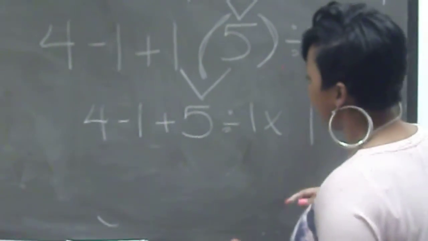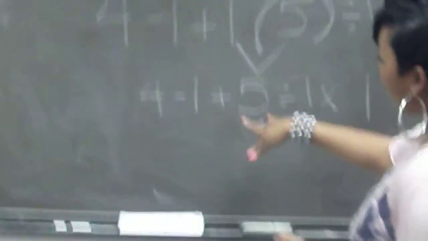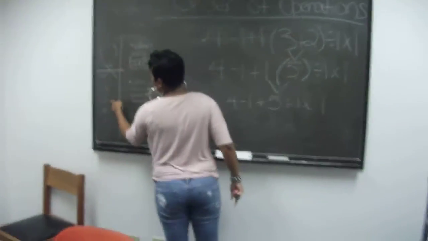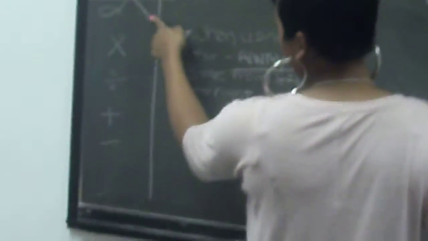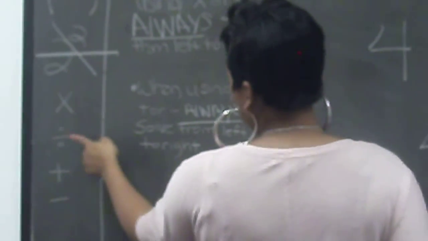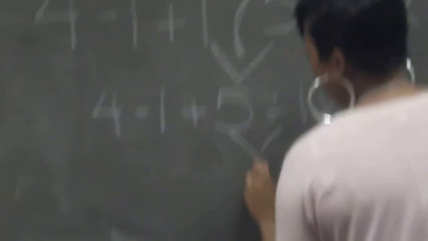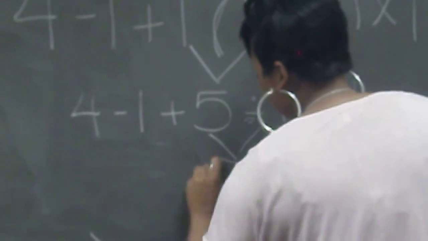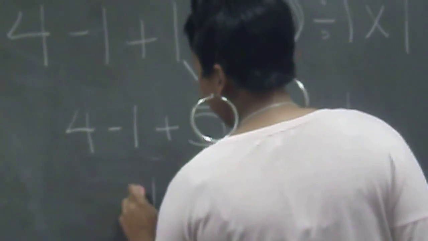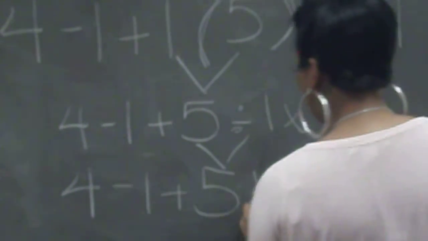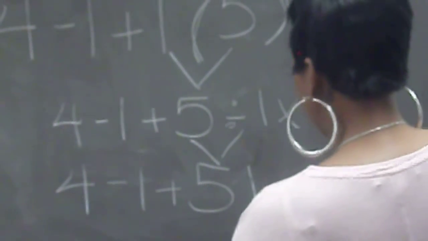Okay, class, tell me what's the next step? Division. Okay, division, which is after multiplication. So we're at please excuse my dear, which is the division. That's the dear. We're going to do 5 divided by 1, which is what, class? 5. Okay. So we're going to bring everything else down.